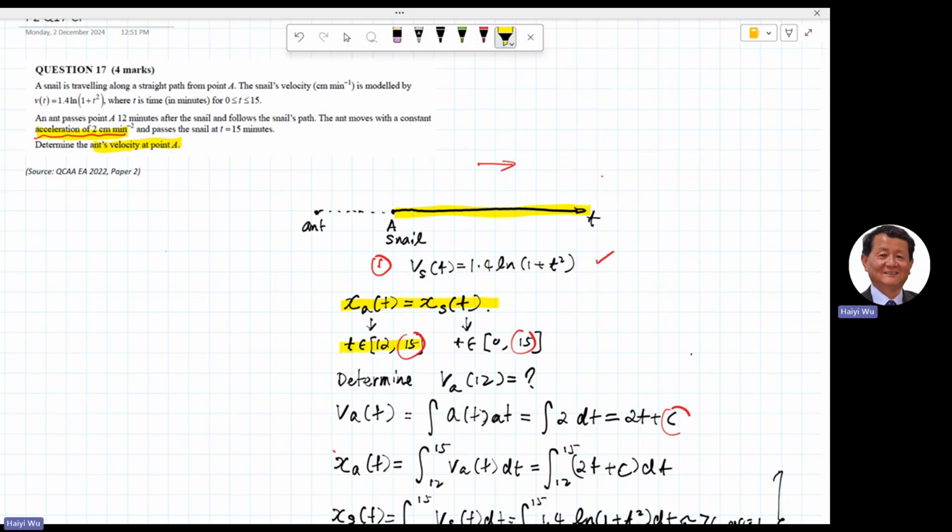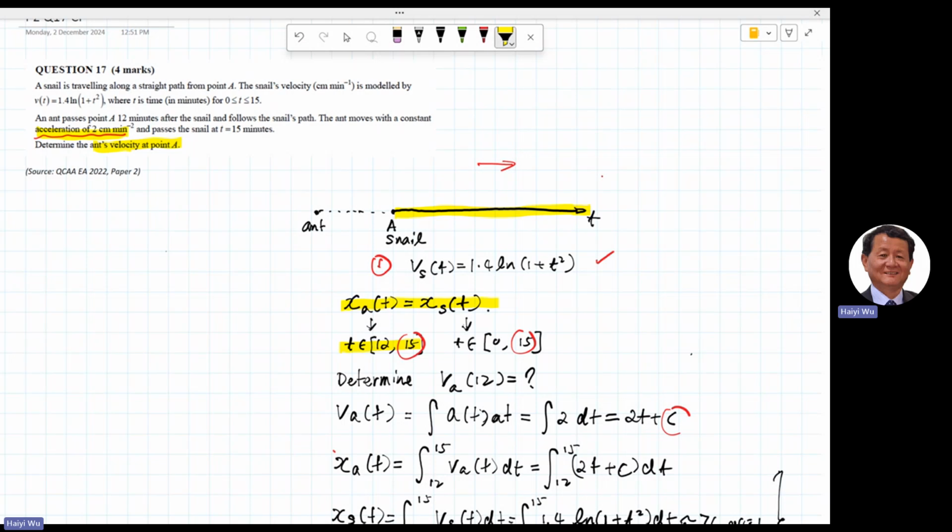Here x represents displacement, the distance travelled by the two animals. The ant travels from 12 to 15 minutes for its total displacement, but the snail, being slower, travels a little longer, from 0 to 15 minutes. So eventually they catch up at 15 minutes.